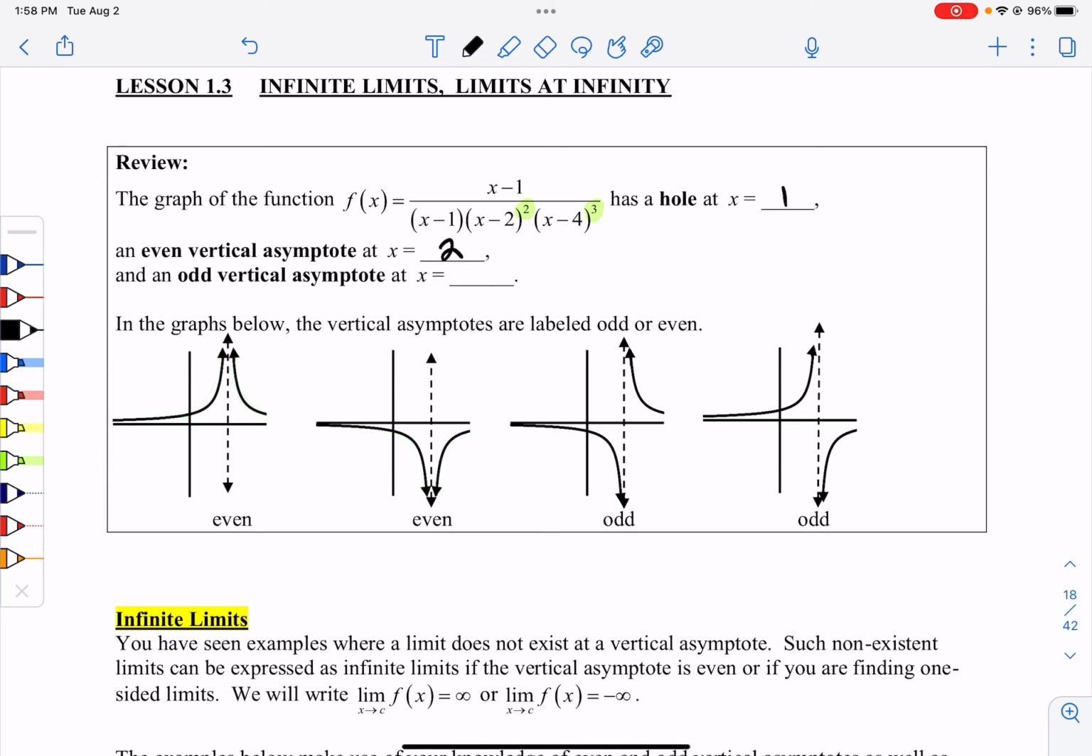An odd vertical asymptote is when I have an odd exponent. So that would be my x equals 4. And all that means is that to the left, if I'm going down, to the right, I'm going up. And vice versa. If I'm going up to the left, to the right, I'm going down. That's called an odd vertical asymptote.